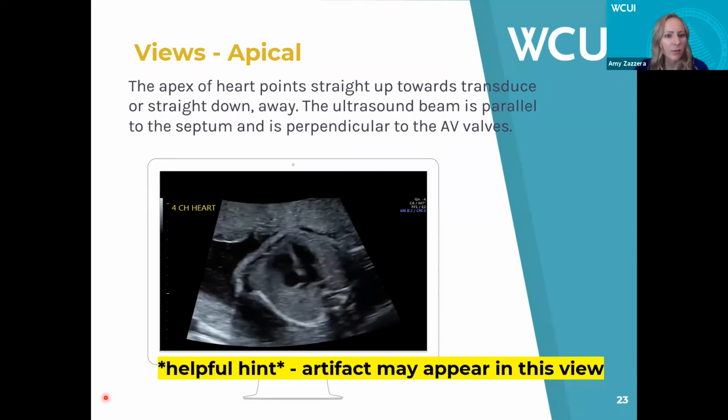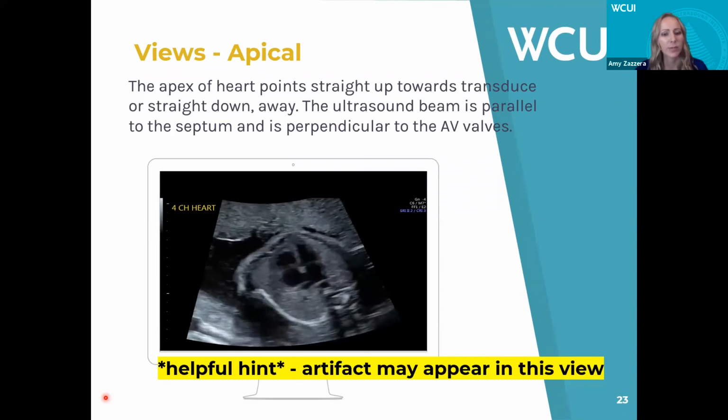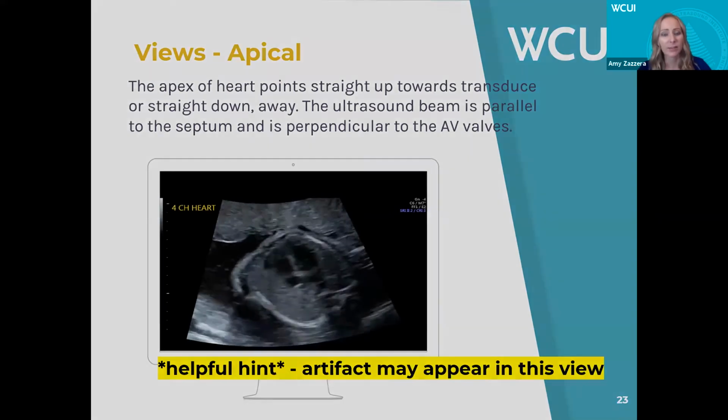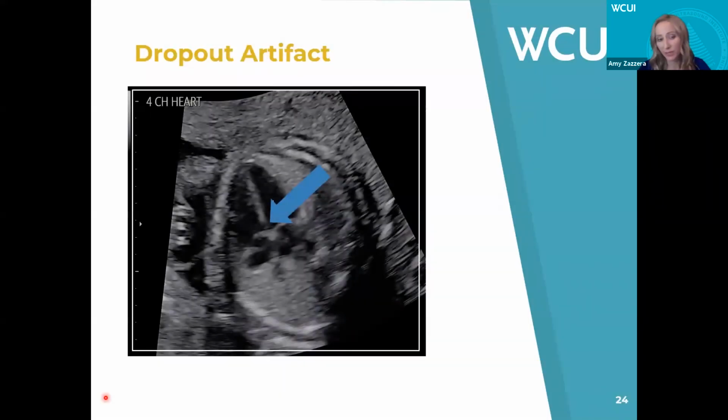We need to be mindful, because there is an artifact that we can get in this view, dropout artifact. So even though this is a really pretty view, see here, the arrow is pointing towards what could either be a VSD, do we have a hole in the heart, or is it just that dropout artifact? So be very mindful of that.